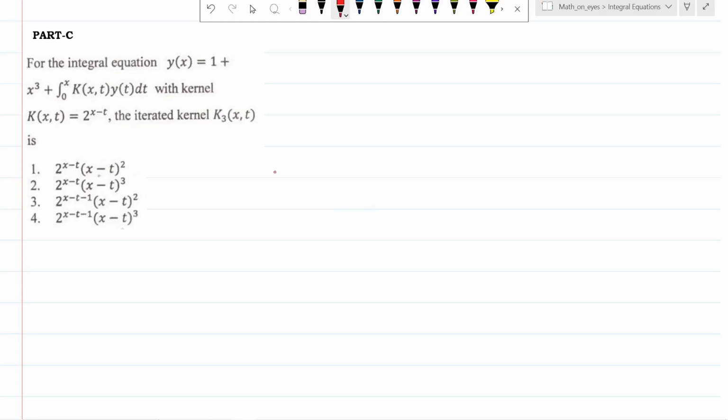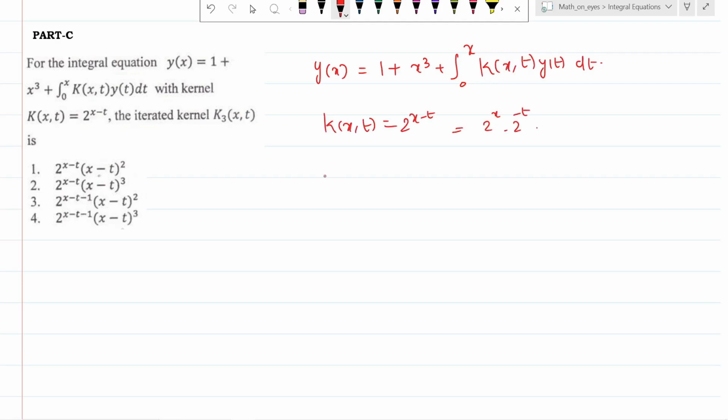Next question. For the integral equation y of x is equal to 1 plus x cubed plus integral 0 to x of k of x comma t, y of t dt, with kernel k of x comma t given by 2 power x minus t, that can be 2 power x into 2 power minus t. The iterated kernel k3 of x comma t.